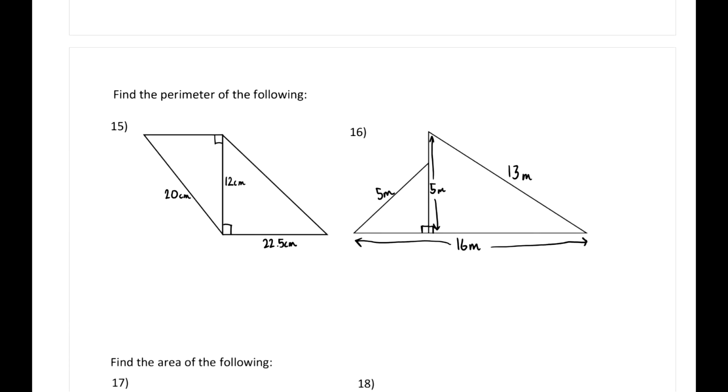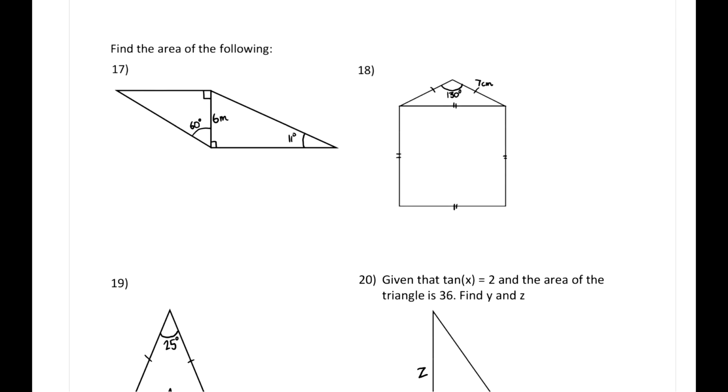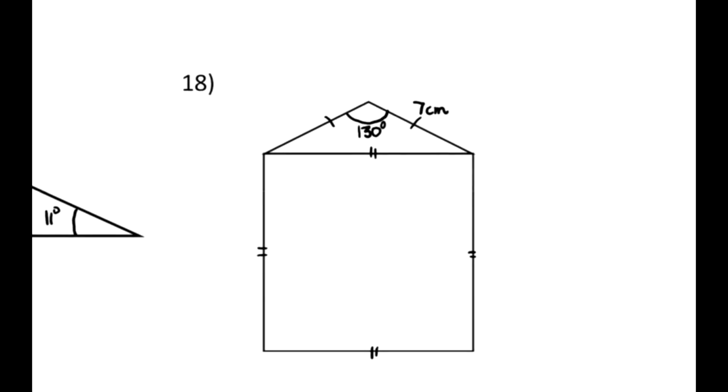Quick hint, when it says find the perimeter of the following, remember it is all the lengths around the outside. So here for this perimeter, you don't want to include the 12. And for this question, don't forget you've got to include this little line here. And a quick hint for question 18, the way you need to work it out is you have to chop this triangle into 2 to give you 2 right angled triangles.